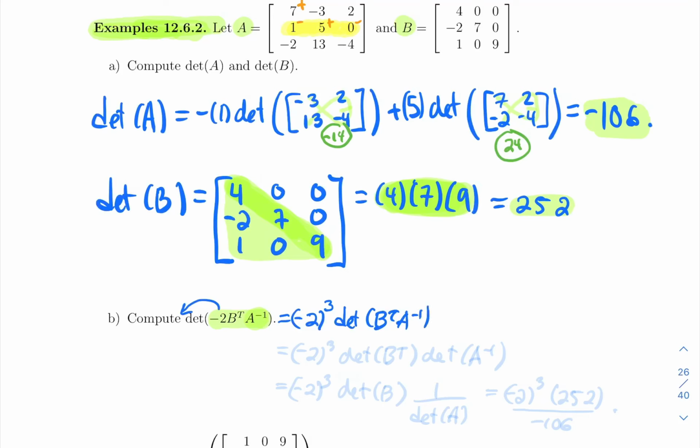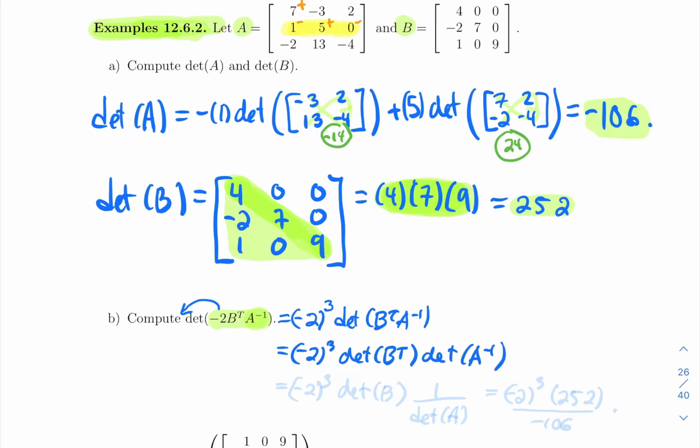Now because B transpose and A inverse are two matrices that are multiplied, I'll use a product property so you can break this product. So you get -2 to the power 3 times the determinant of B transpose times the determinant of A inverse. That's just a product property, so the determinant of a product is the product of the determinants. So now I'm going to use two different properties at the same time.